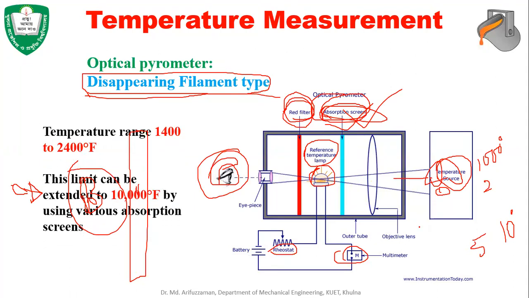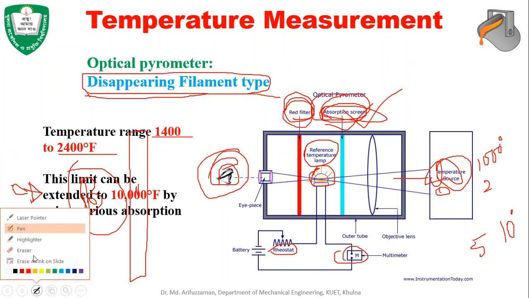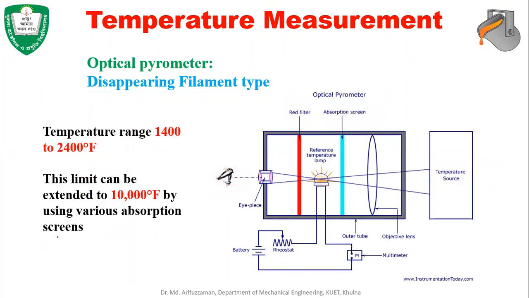Okay, that's why I said the temperature range is 1400 to 2400 degrees Fahrenheit, but the limit can be extended up to 10,000 degrees Fahrenheit by using various absorption screens, which will protect your eye.